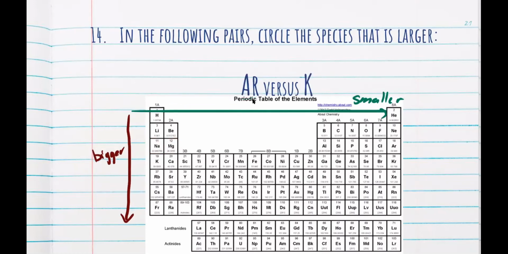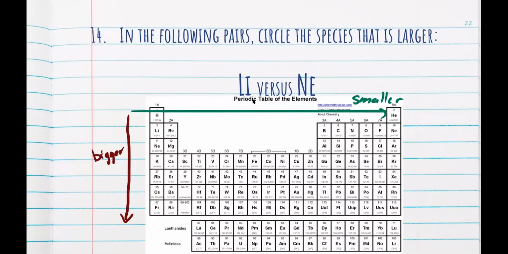On to the next one. We have argon and potassium. While they are kind of across from each other, argon is going to be one of the smallest ones, and potassium is going to be the bigger one going down. So potassium would be our bigger one, just because it's in one period down. All right, let's move on to our next one.